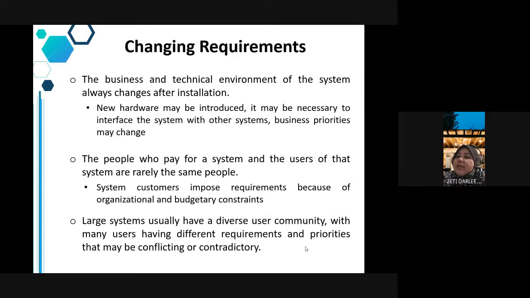Okay, so large systems usually have a diverse user community with many users having different requirements and priorities that may be conflicting or contradictory. Okay, so this is when we are at the large ataupun organisation level lah. So sekarang ni untuk sistem kamu tu, you just fikir the business process and small part of the organisation kan. But if you want to imagine a bigger system, you boleh imagine on how your UiTM system works on current basis. Sebab UiTM ni dia banyak cawangan. Dalam satu cawangan tu ada beberapa satellite cawangan lagi kan.